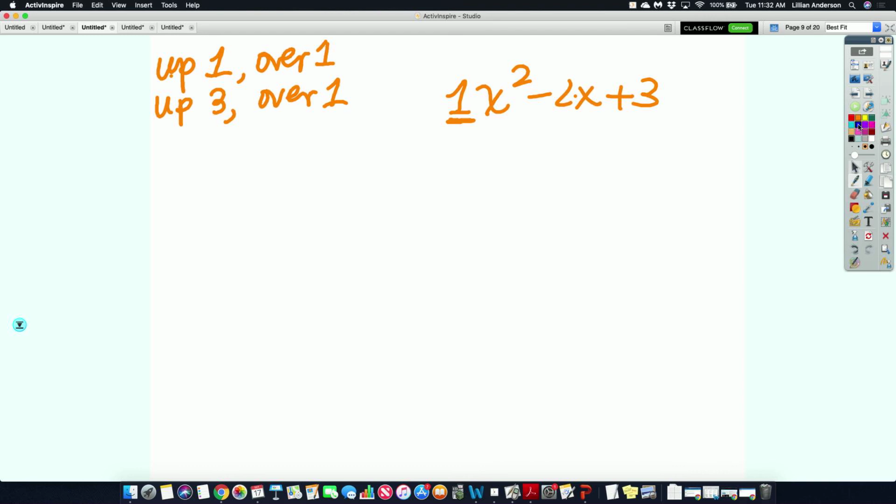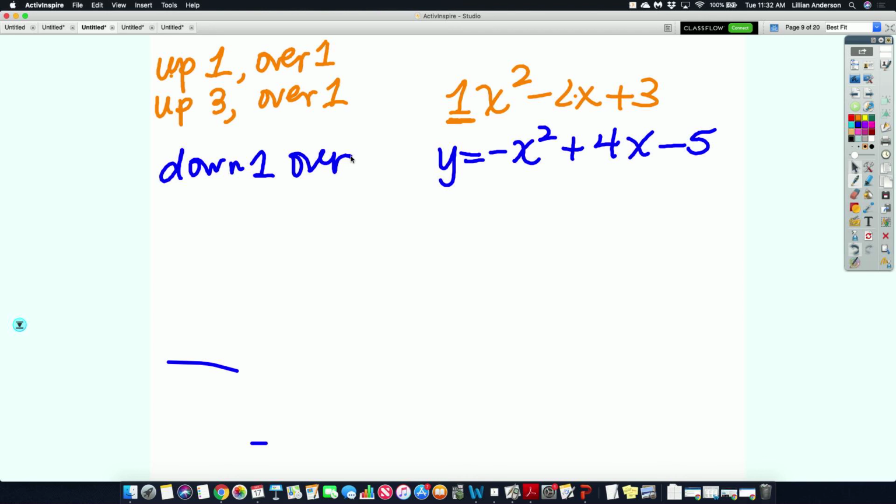For example, what if the quadratic was given to you and it was negative x squared plus 4x minus 5? The negative means that instead of going up 1 over 1 and up 3 over 1, I'm going to go down 1 and then over 1. I'm going to go down 3 and then over 1. Okay? And I do that pattern from what point?